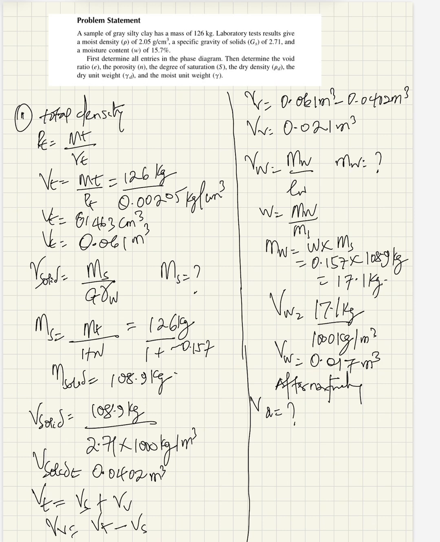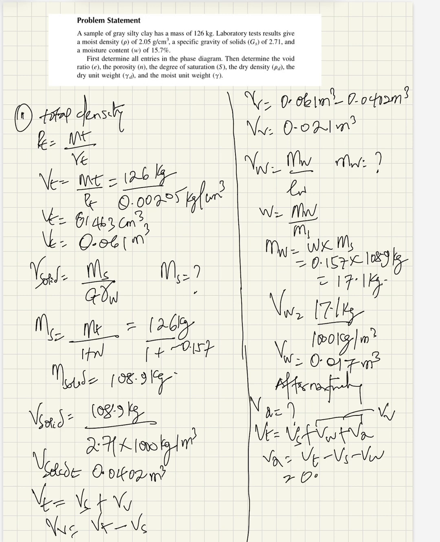Volume of air is what you're looking for, and we know that total volume equals volume of solid plus volume of water plus volume of air. These last two are the volume of void. So volume of air is going to be total volume minus volume of solid minus volume of water.